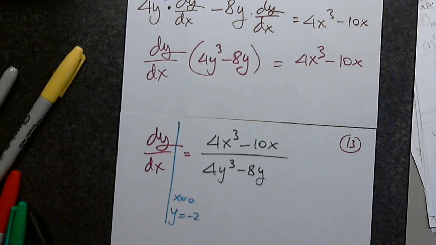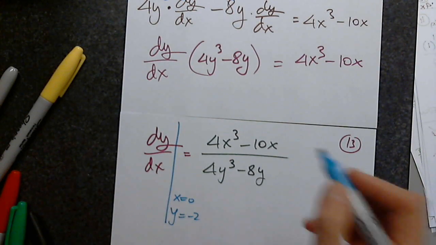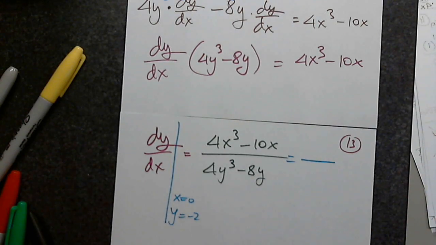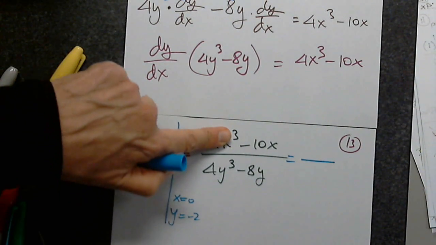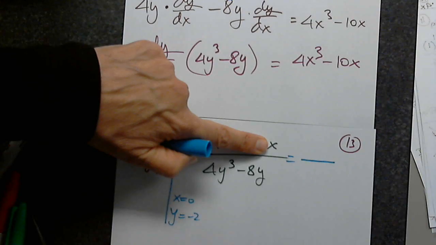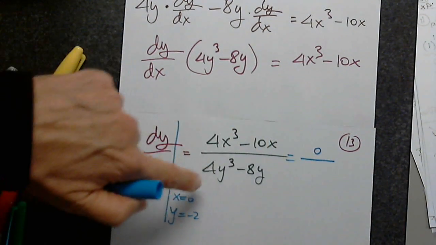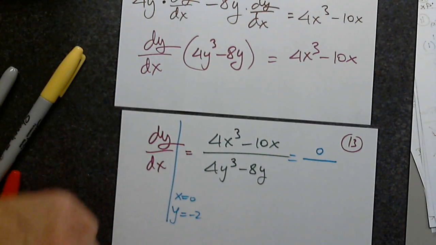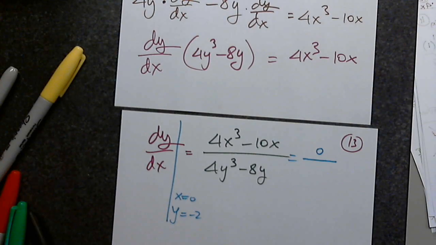Here's what it is. We're determining dy over dx when x is 0 and y is -2. So now what I have to do is plug it in. I plug in 0 for x. 0 divided by, and I have to check. Why do I have to check the answer in the denominator?